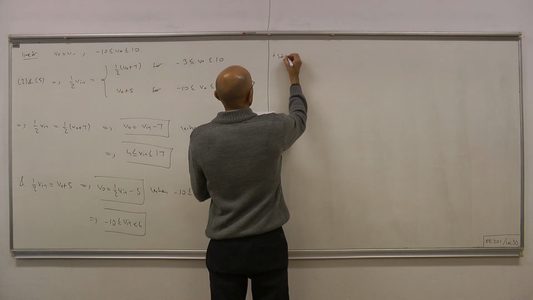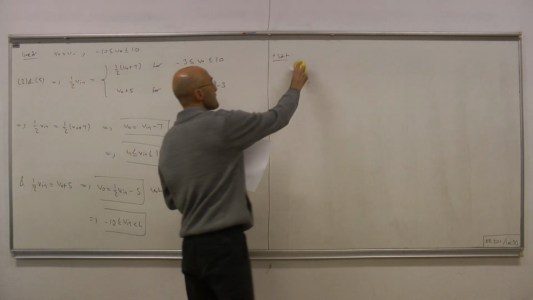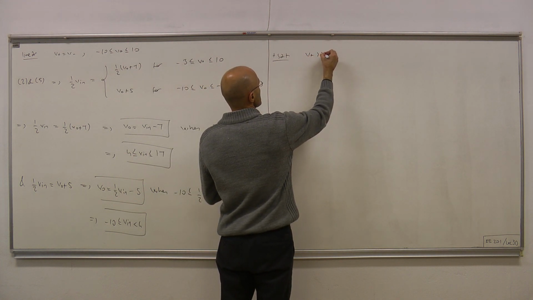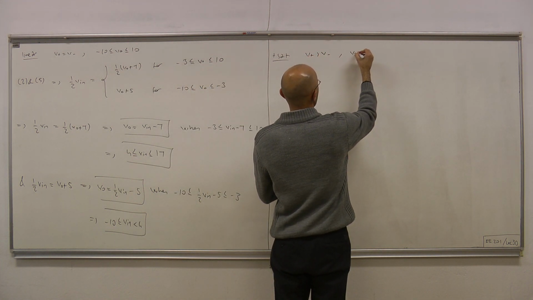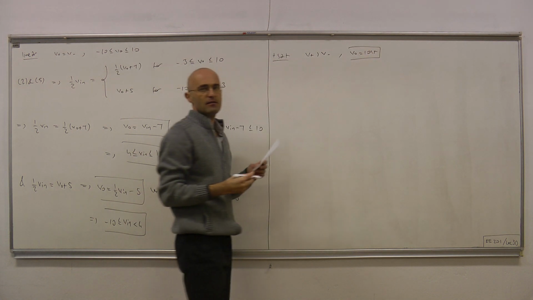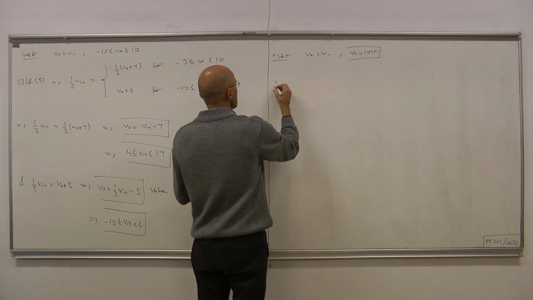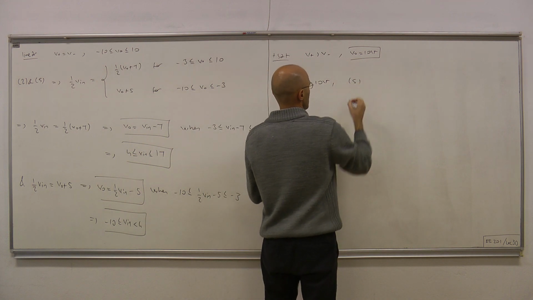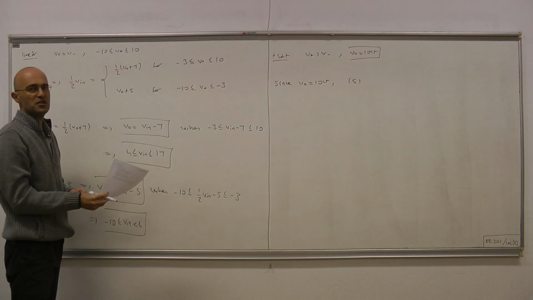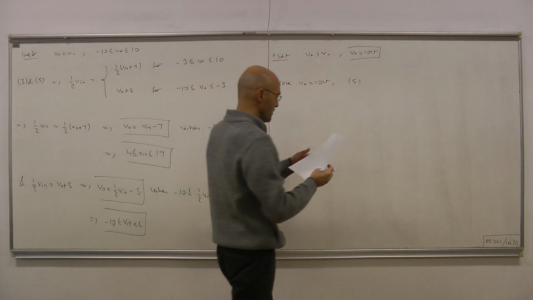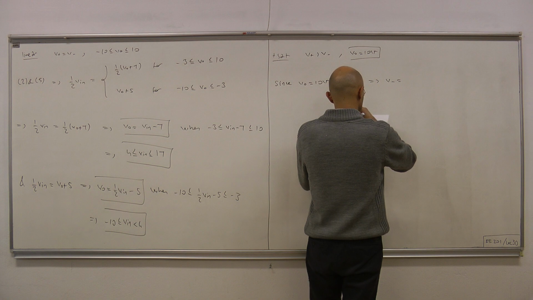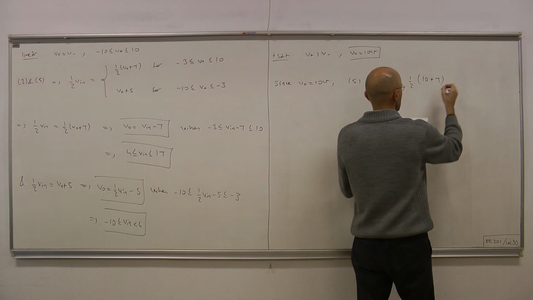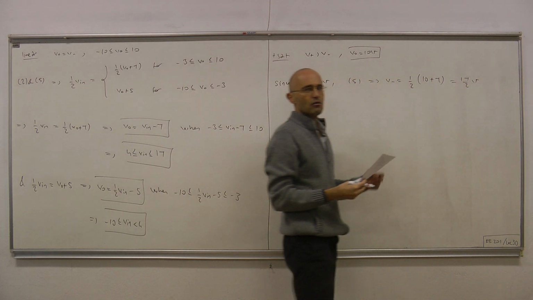Okay. Positive saturation. We have V plus greater than V minus and V out fixed at 10 volts. Since V out is fixed at 10 volts, equation 5, which is an expression of V minus in terms of V out, dictates that V minus equals 1/2 V out plus 7, which is 17 over 2 volts.